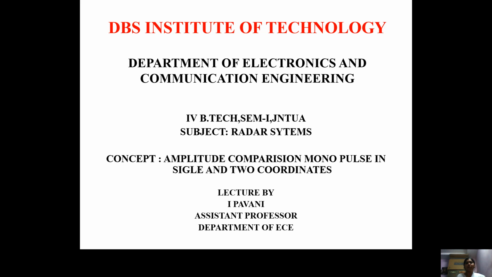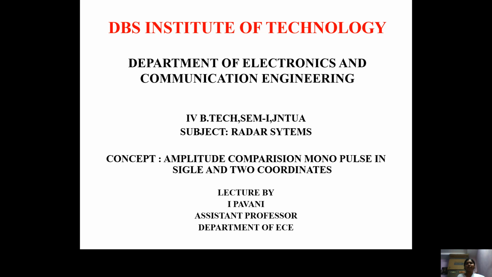in this class we are going to discuss monopulse. In monopulse, we take a single pulse for processing, in both single coordinate and two coordinates. Only one pulse is necessary for processing and extracting the range information as well as the angular error. That is why it is known as monopulse.